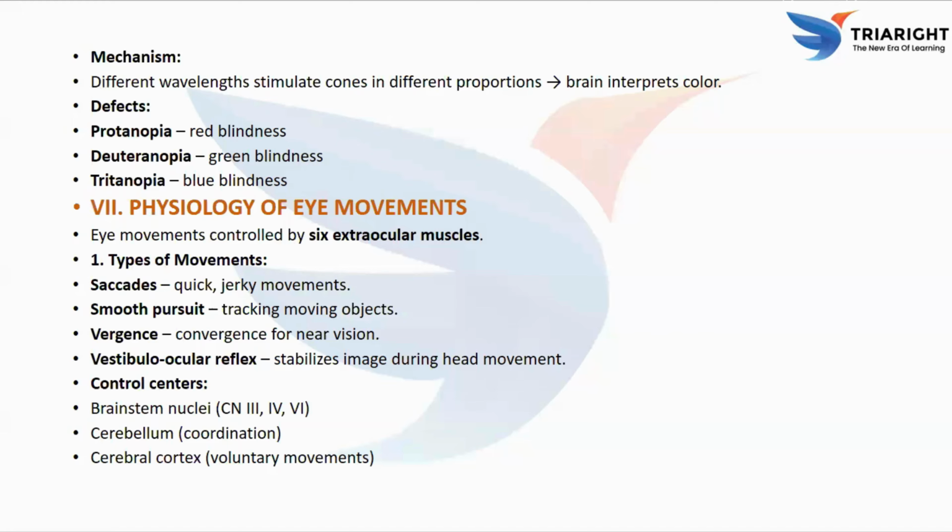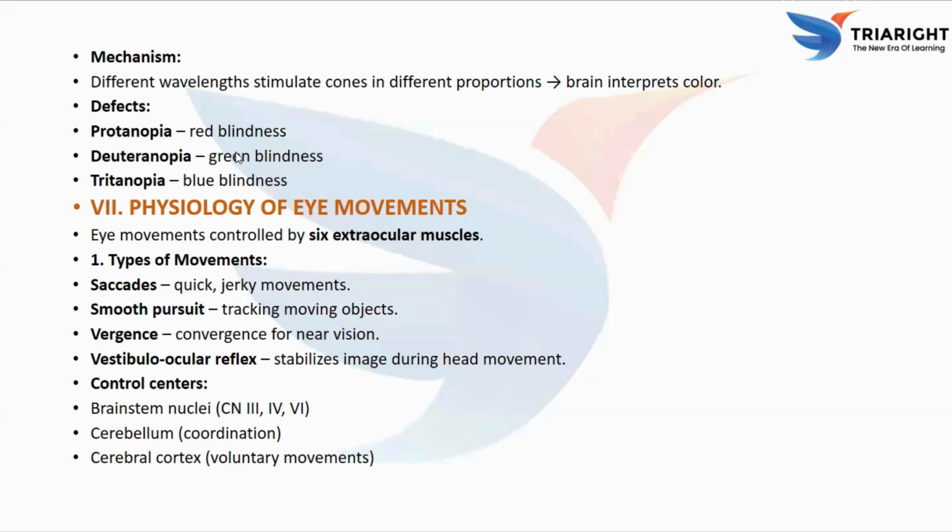Now, how do color vision defects occur? Like color blindness. Color blindness occurs when a type of cone is absent or defective. For example, here you can see protanopia. It is a red blindness. So this is a red cone defect. It cannot distinguish the red tones. So red appears dark or brownish.